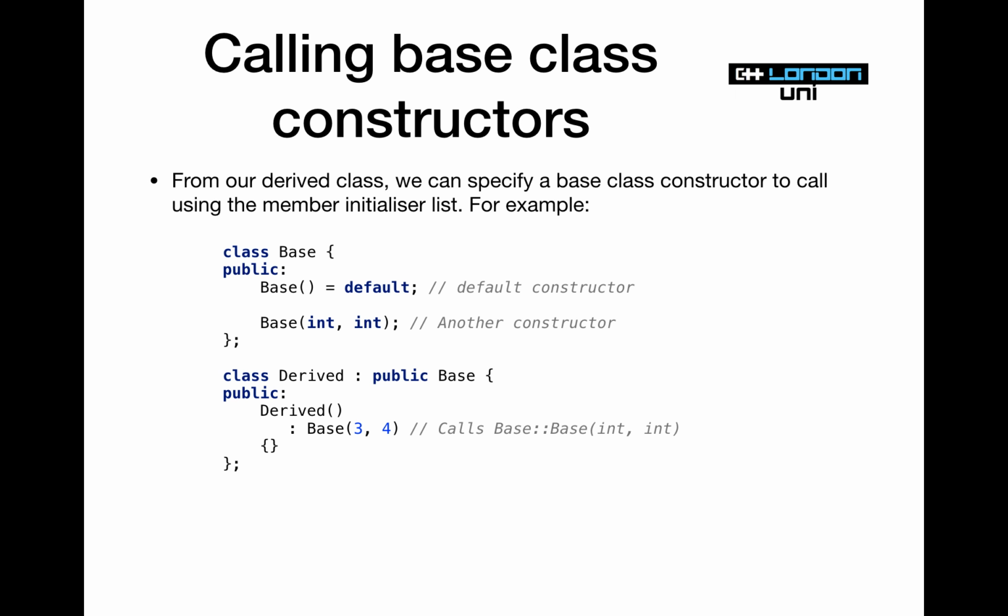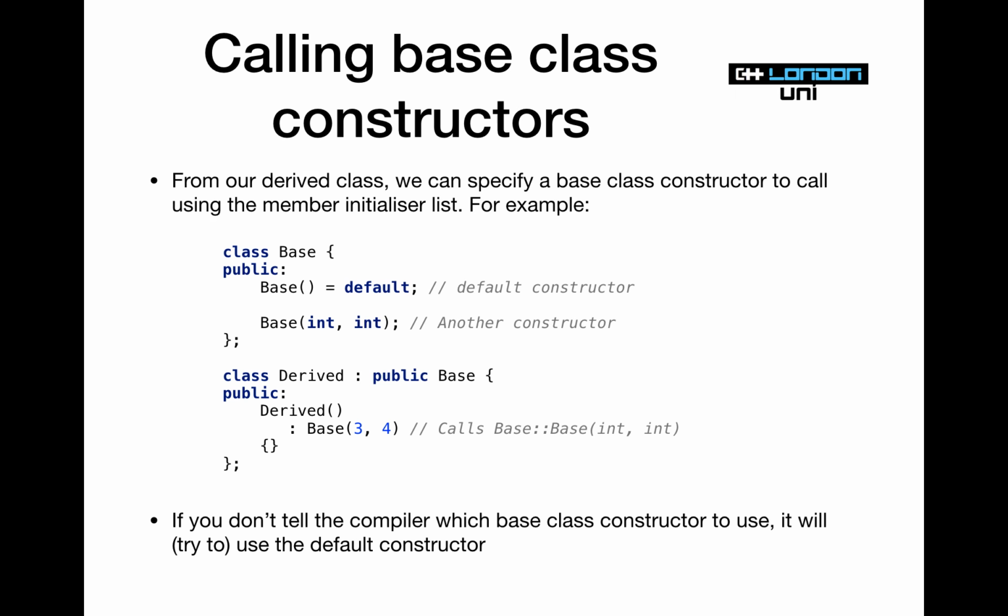But it doesn't. If we were to remove this line, what it would do is it would call the default constructor of base. So if you don't tell the compiler which base class constructor to use, it will use the default constructor of your base class. But what if the base class doesn't have a default constructor? Then you get an error. So if this default constructor didn't exist and this line didn't exist, then it would be an error if we tried to create an instance of derived.